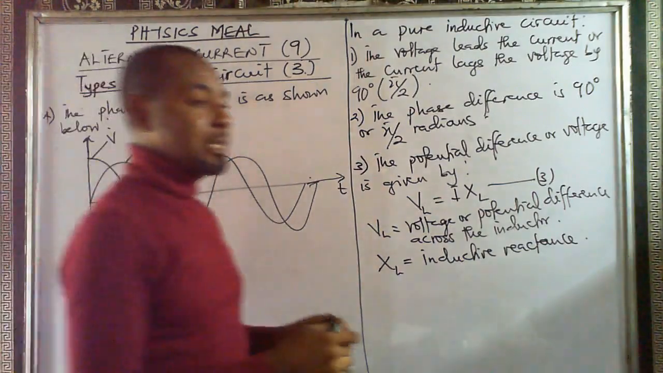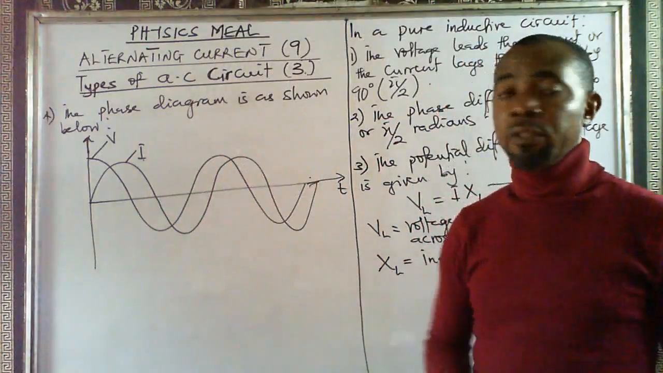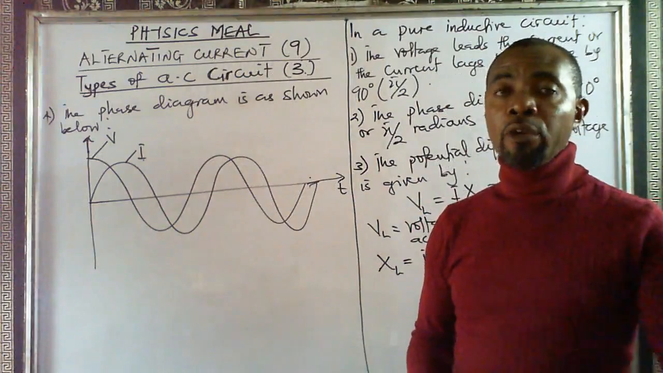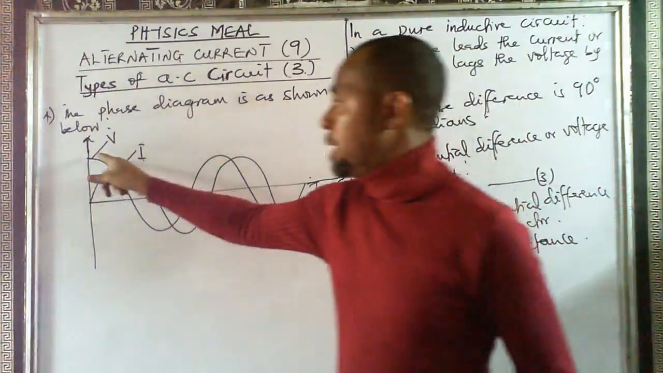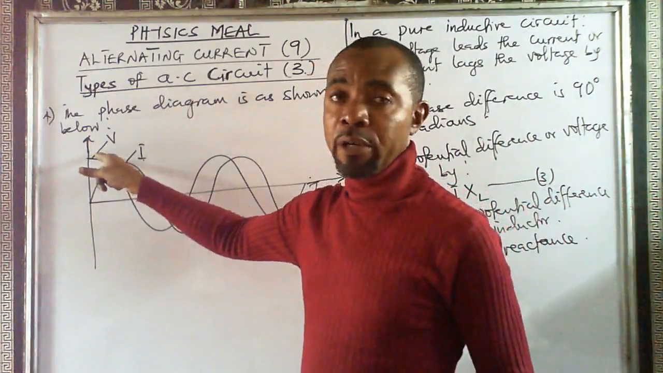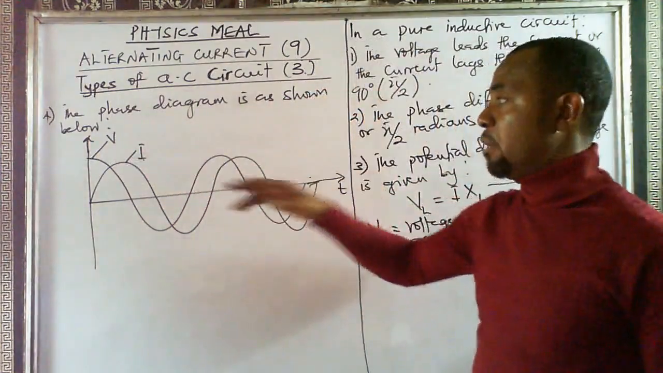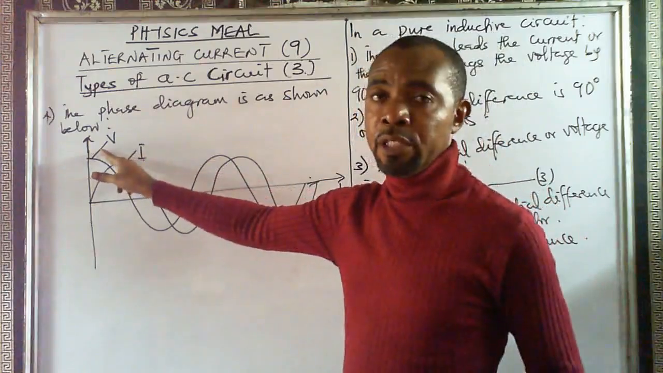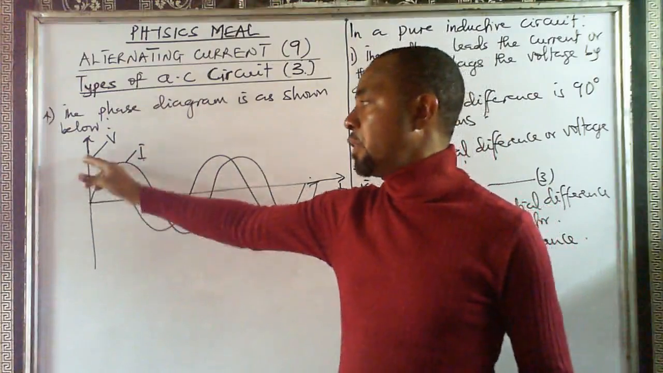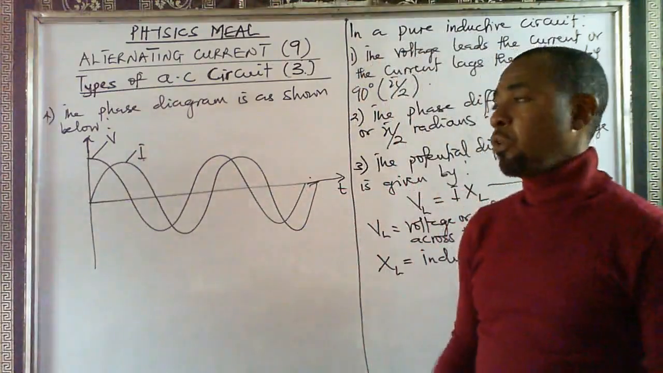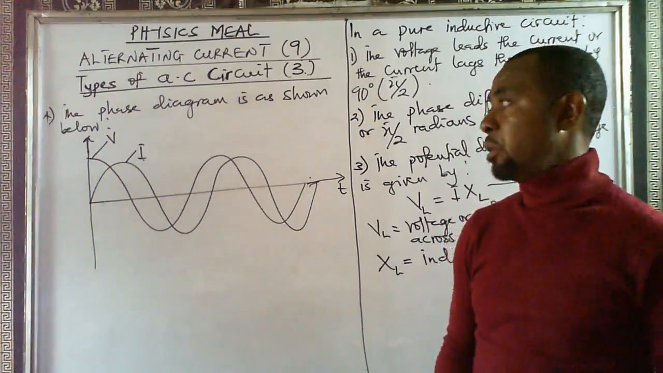If you watch part 8 of our video, you will discover that current was leading. That's in a pure capacitive circuit. And in the phase diagram, this was the current, while this one was the voltage. But now the voltage is leading. So the phase difference between them is 90 degrees, also in a pure inductive circuit.